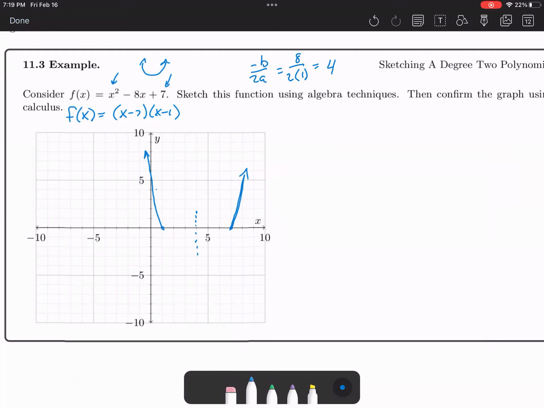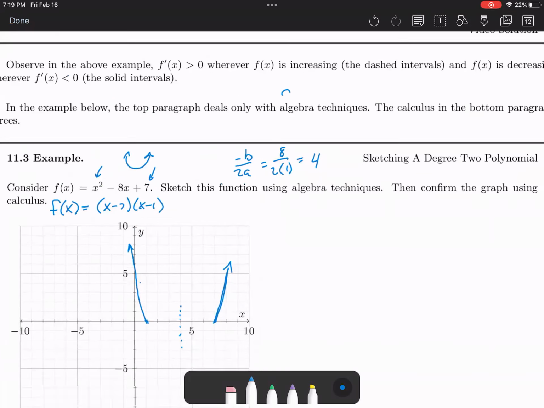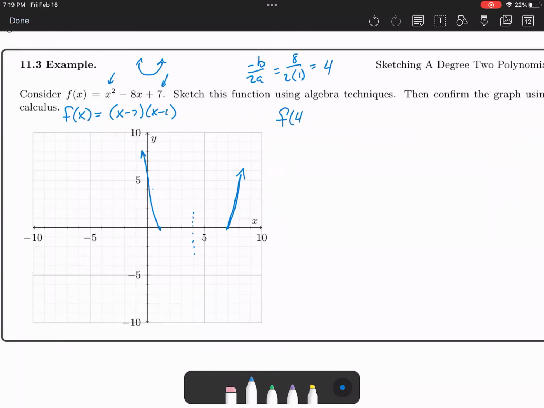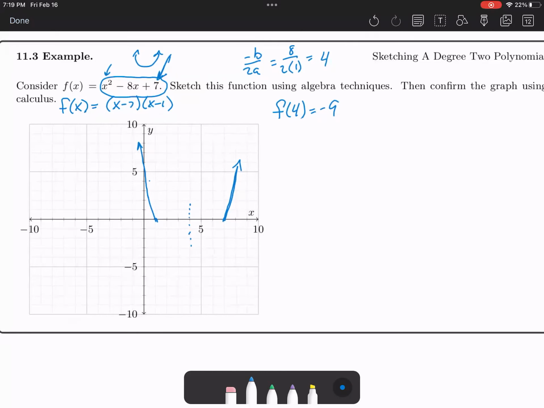And to figure out where that minimum happens, we can plug in 4 into our function. And if you plug in 4 here into this function, I'm going to skip the algebra. Double check me, though. You get a -9. All right, so we're down here.